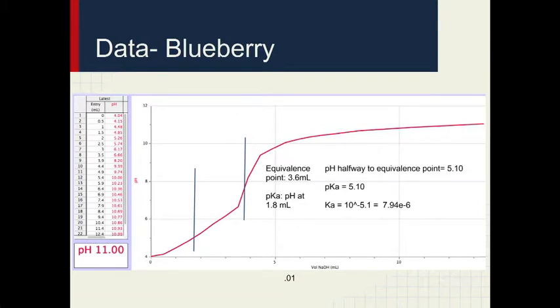So, as Justin was just talking about the Henderson-Hasselbalch equation, here we can apply that knowledge. With the graphs and knowing the equivalence point of the titration, we can find out the pKa and thus the Ka of any indicator. So with the data we got from our blueberry titration, using 0.01 molar NaOH, we titrated until we reached the equivalence point at 3.6 milliliters.